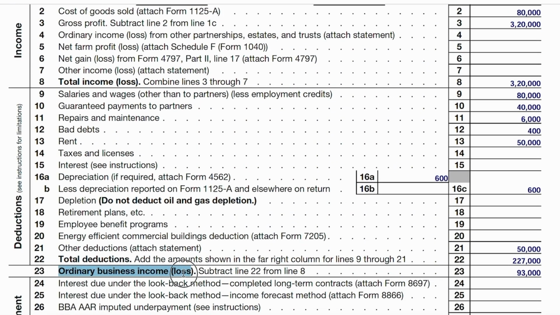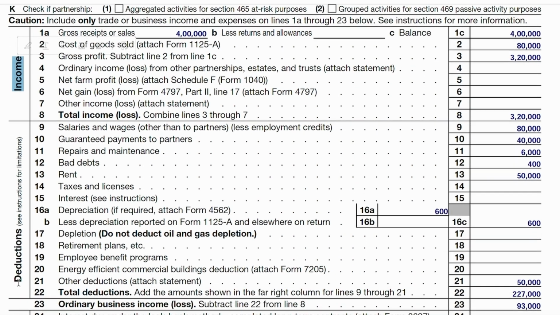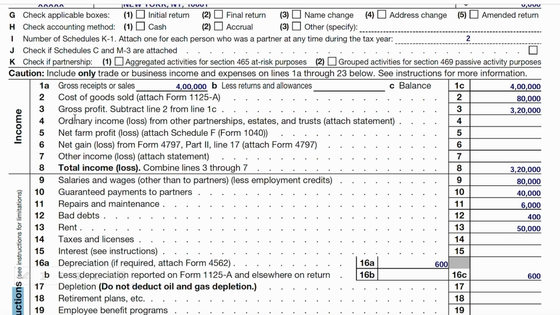This is the income of the partnership, and this income will flow to the partners. In our example, we have two partners, Adam and James. This 93,000 will flow to Adam and James, and then Adam and James will pick up this 93,000 and will pay income tax on their Form 1040 to the IRS. So the first section is income, and then the second section is deductions. The partnership has gross sales, then some cost of goods sold, and then we have gross profit of 320,000.